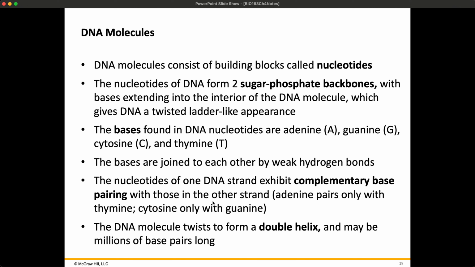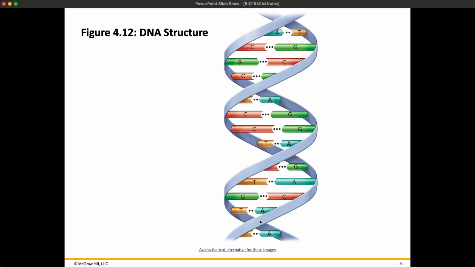The nucleotides of one DNA strand are complementary base paired to the other. So adenine only binds with thymine, and cytosine only with guanine. That makes sure that they're lined up together properly. And then, as we said, it twists to form that double helix. And here you can see it.